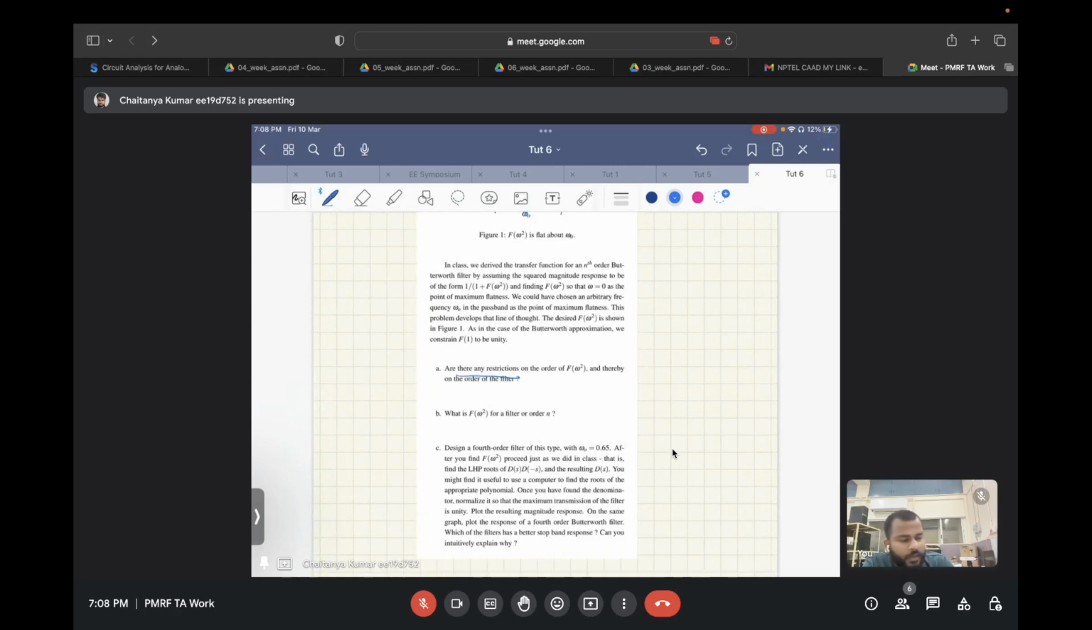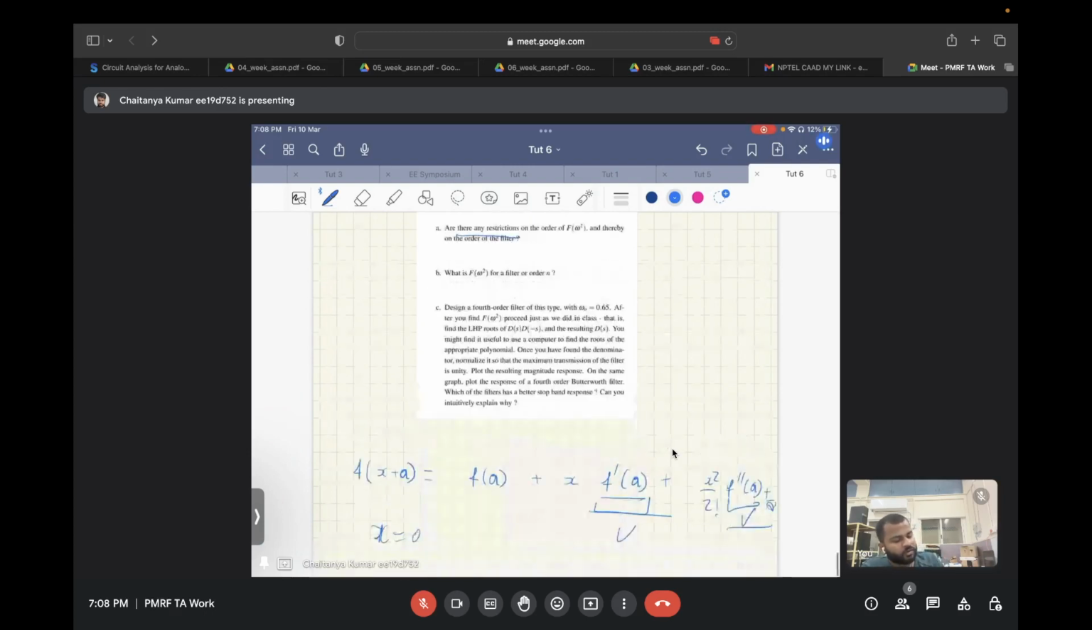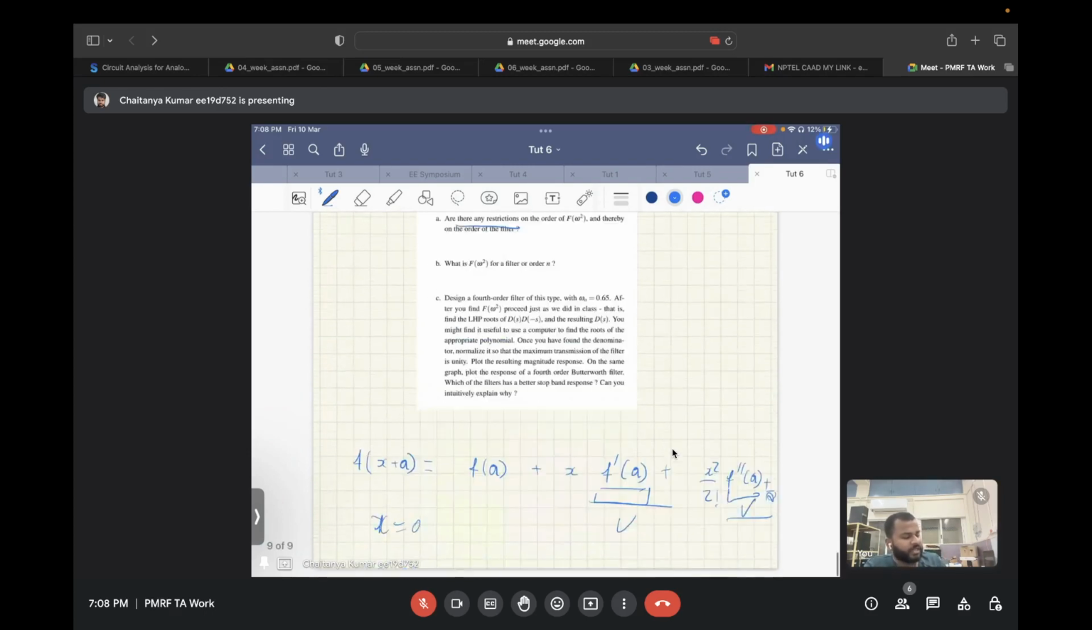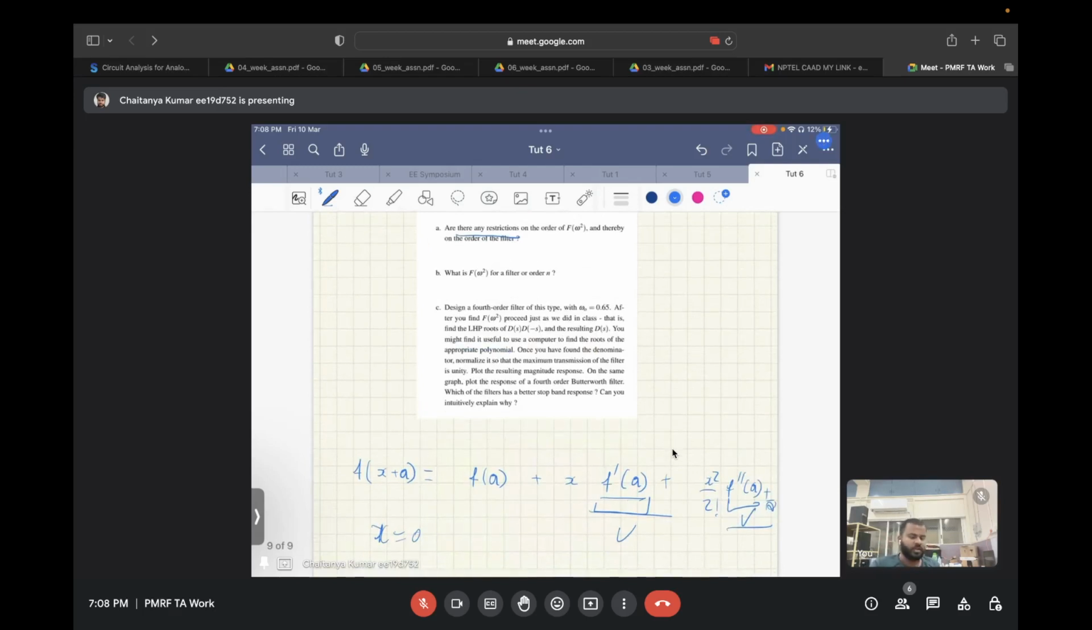Sir, what is the restriction on the order of f of omega square? You will be able to find it out from this only. There are things you should keep in mind, that the magnitude response should always be greater than 0, because the square of the magnitude response can't go less than 0. So that should take care of the restriction that you get on the order of the filter.